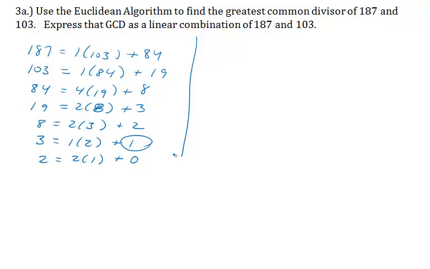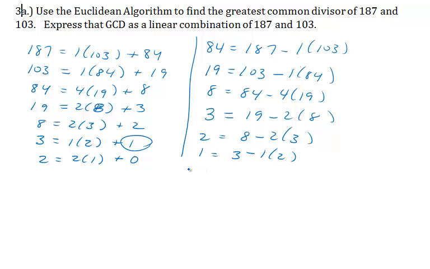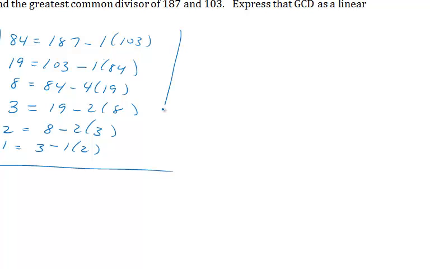The next step is just solving for all of the remainders, so I'll start at the top this time. 84 is 187 minus 1 times 103. 19 is 103 minus 1 times 84. 8 is 84 minus 4 times 19. 3 is equal to 19 minus 2 times 8. 2 is 8 minus 2 times 3. 1 is 3 minus 1 times 2. Now we're going to work on the back substitution.